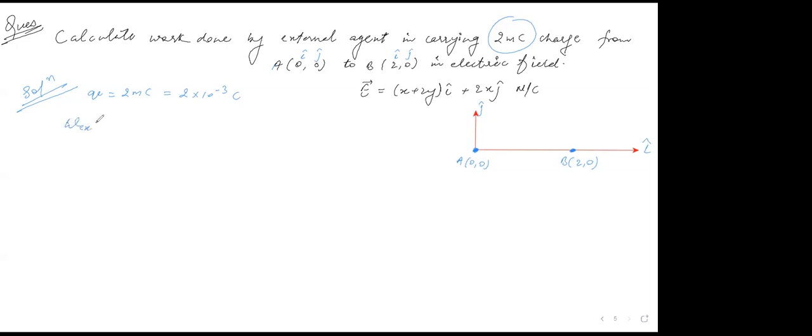Now, W external will be Q E into R_A to R_B, minus of Q into E dot dr. Your value is given in terms of x and y, so we can write Q E dot dx. We are taking the variable in terms of x, not in s. Are you clear? Yes, sir.